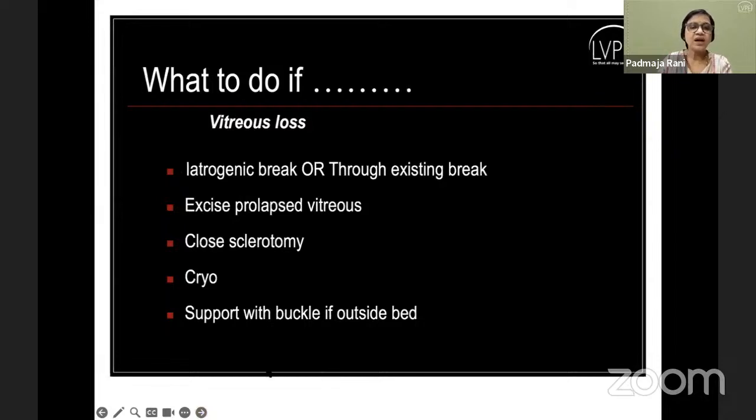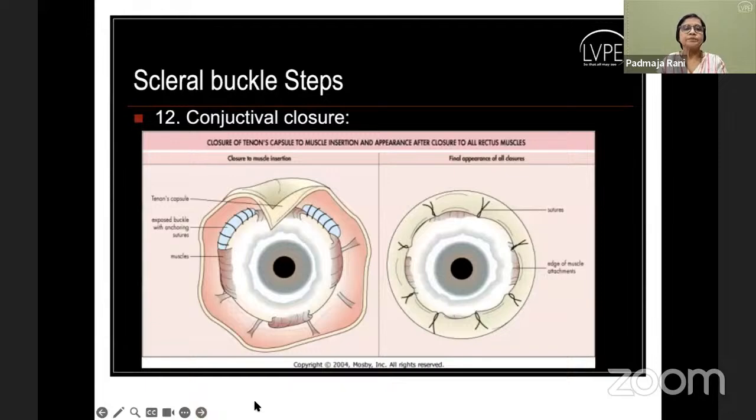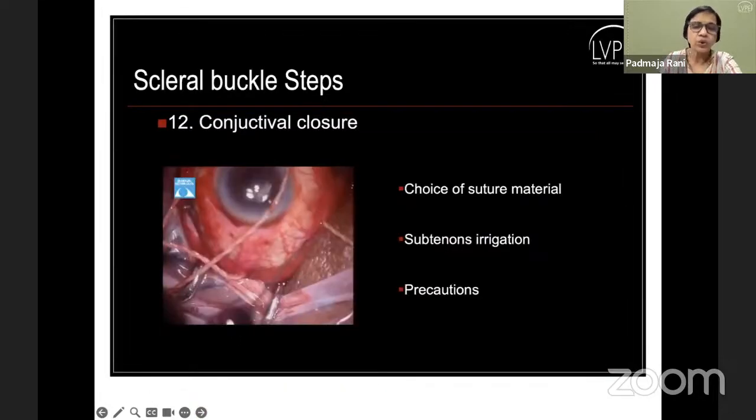So if there is an iatrogenic break, or a break through an existing break, or vitreous loss, you can excise the prolapsed vitreous, close the sclerotomy, and apply cryo. And if the break happened due to localization, during drainage outside the bed, then you can put another suture and support that. So the conjunctival closure, as I said, is the most important, where I try to close both the Tenon's as well as the conjunctiva.